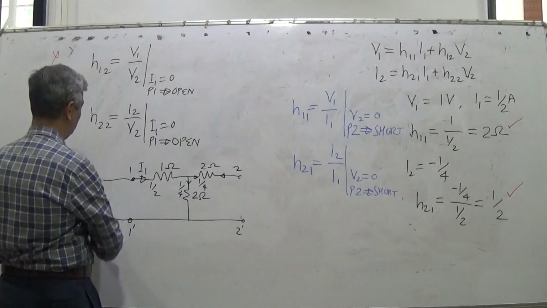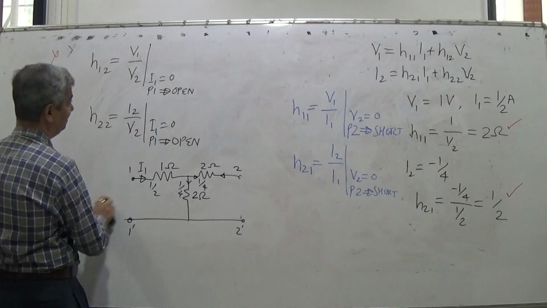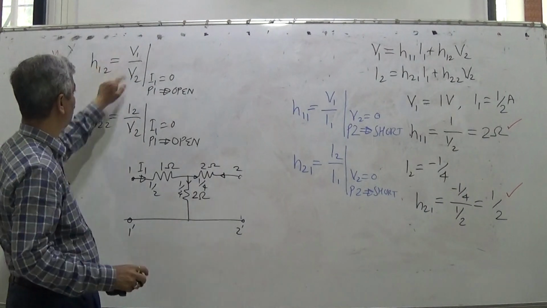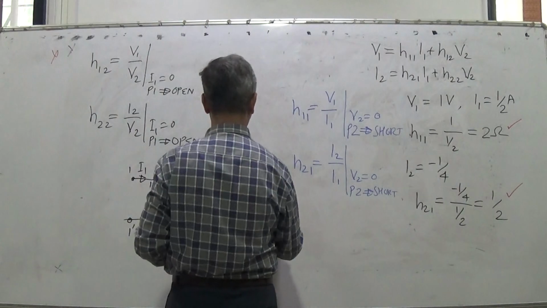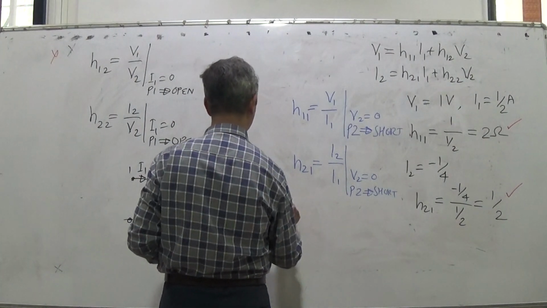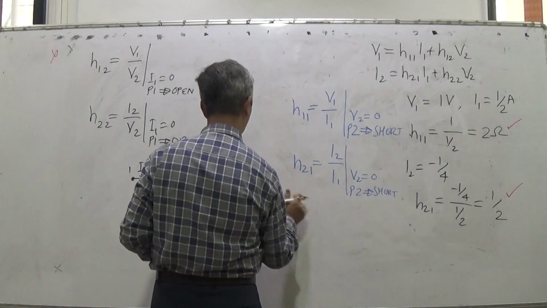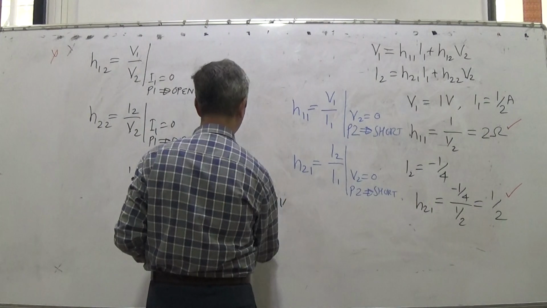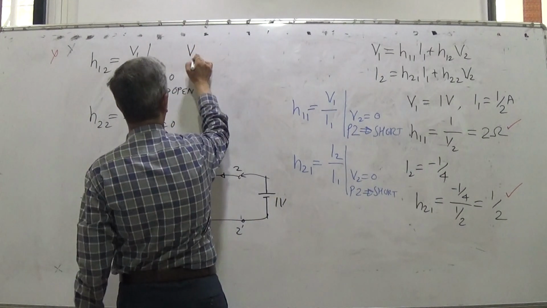I1 is to be kept 0, so port 1 is to be open, nothing is to be connected as it is. Then V1 upon V2, so connect something at port 2. So connect a 1 volt voltage source as our standard one. We work with a standard voltage source of 1 volt, connect it to port 2. When you connect it to port 2, V2 equals 1 volt.